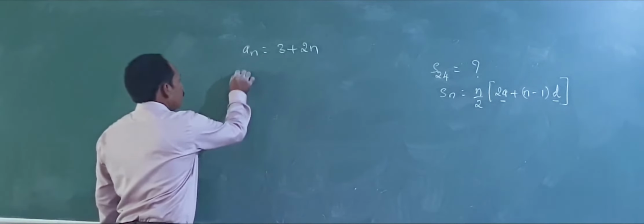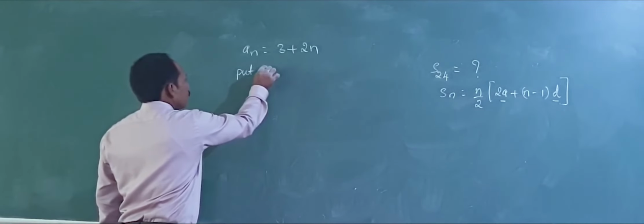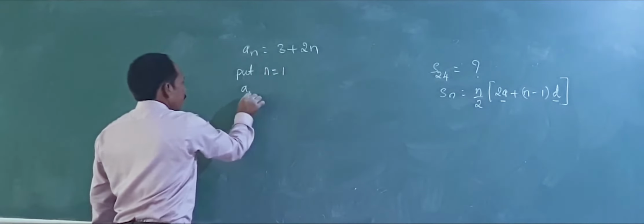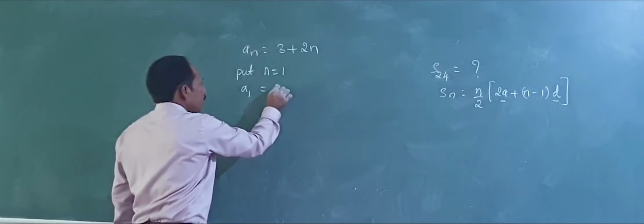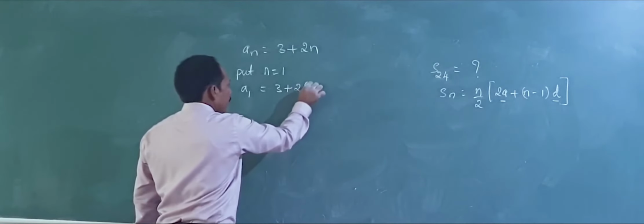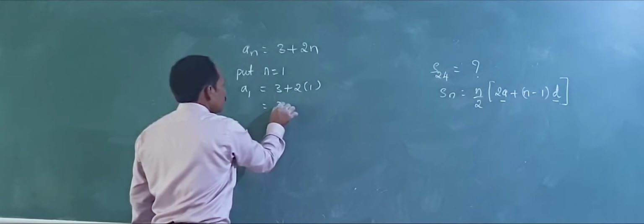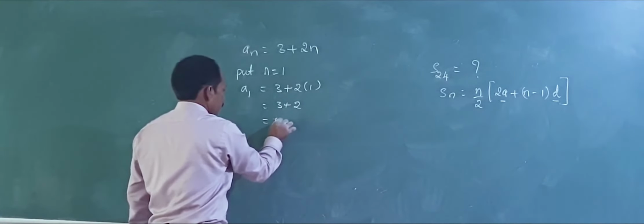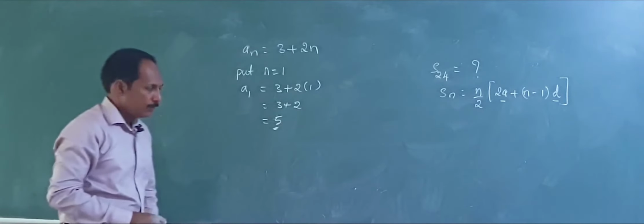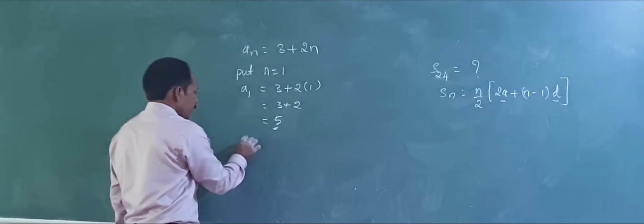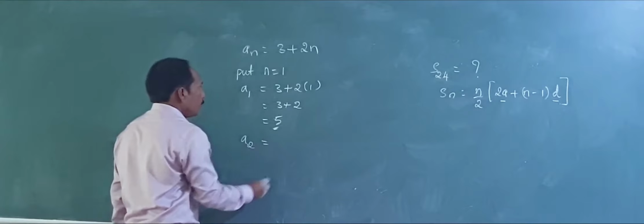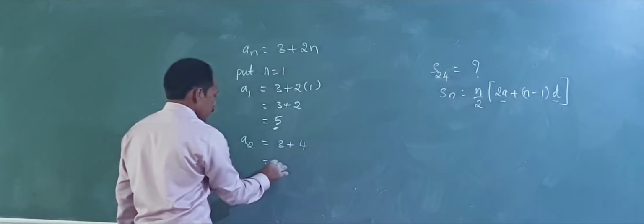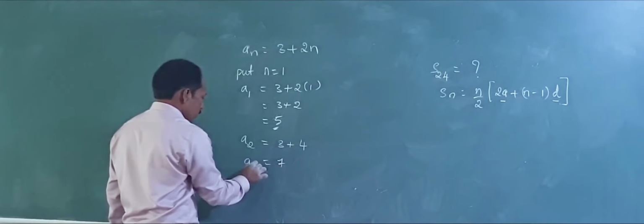So put n equals 1. When n equals 1, the first term a1 will be 3 plus 2 into 1. That is 3 plus 2, we get 5. The first term is 5. Now we take the second term by putting n equals 2. So a2 will be 3 plus 2 into 2, that is 4, we get 7. So a2 will be 7.